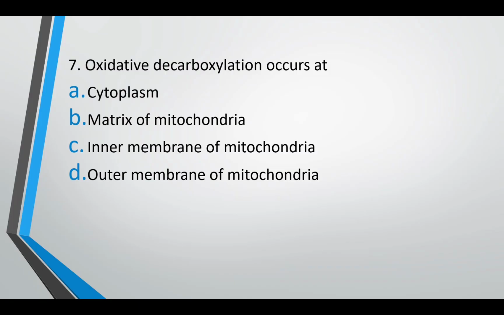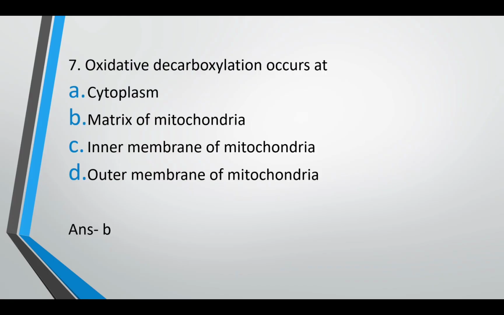Question 7. Oxidative decarboxylation occurs at option A, cytoplasm, option B, matrix of mitochondria, option C, inner membrane of mitochondria, or option D, outer membrane of mitochondria. Oxidative decarboxylation occurs at. The correct answer is option B, that is matrix of mitochondria.